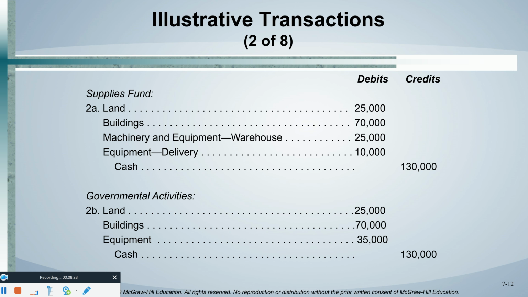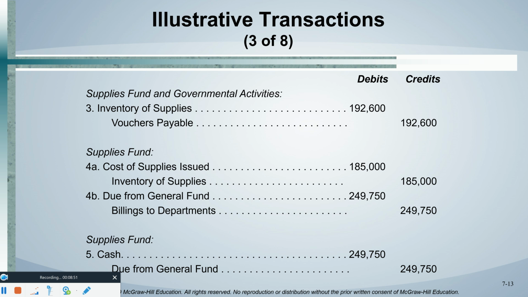Now, what you're going to see is these journal entries are fairly similar, and the reason for that is because both the internal service fund and the government-wide statements both use accrual accounting. So absent just maybe some category changes in assets or liabilities or whatnot, there are no other reconciling items. All right, and now the supplies fund and the government-wide statements, you can see this journal entry is the same, journal entry 3. They go out and they buy a bunch of supplies, and this is what we want the supplies internal service fund to do. So debit the asset supplies, credit the accounts payable.